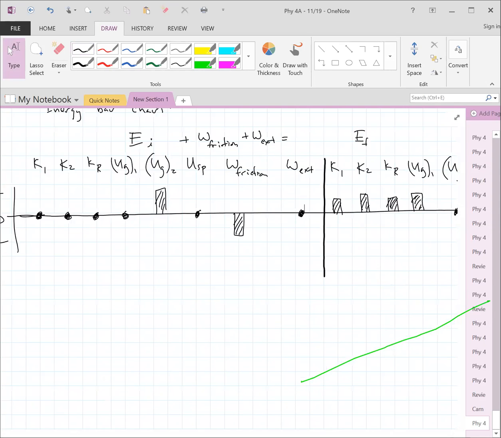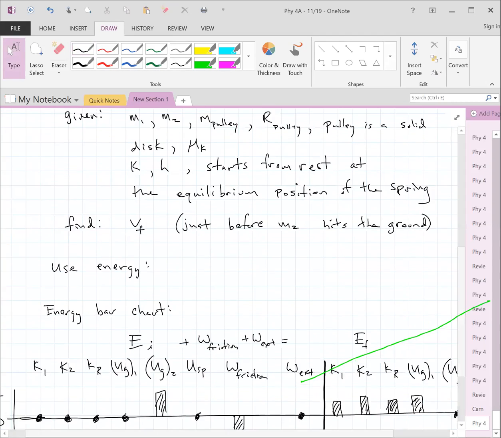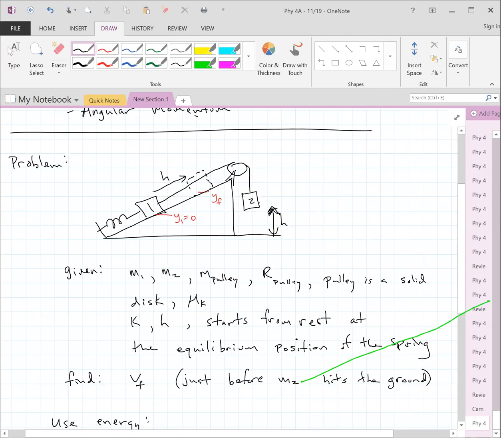So this will help me set up my equation. The first thing I've got, as I look over, is a bunch of zeros, right? 0 kinetic energy, 0 gravitational energy for mass 1. Now I have some gravitational potential energy for mass 2. So that's going to be m2 times g times its height, and its height is just h. It starts off h above the ground, and it ends up on the ground, or a split second before it hits the ground, so it's almost there. So that's a height h.